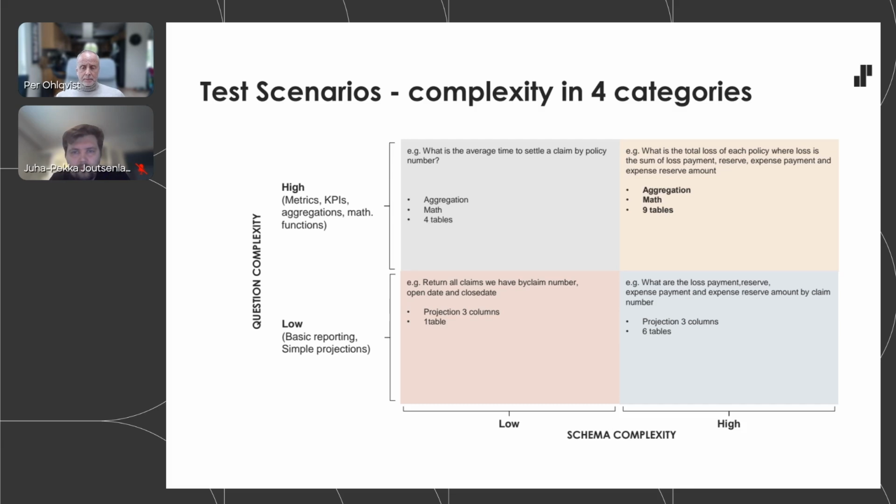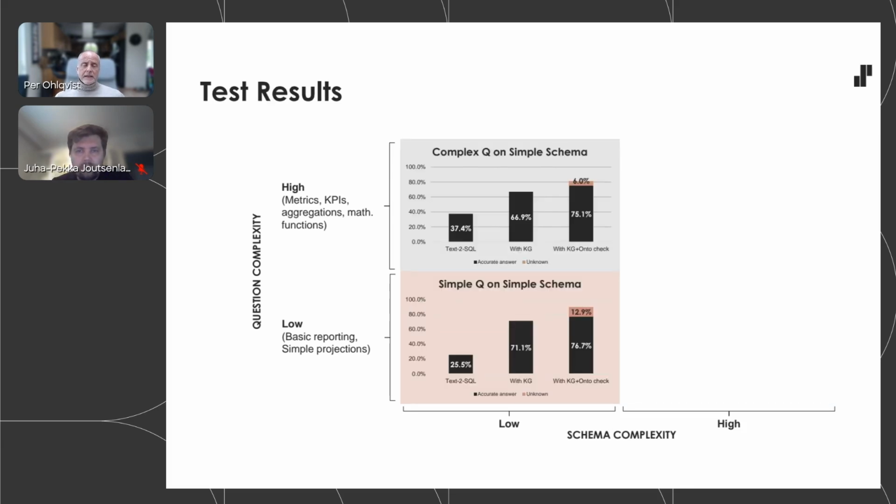Nevertheless, on the left-hand side we first see the results on the low schema complexity. The left-hand bars show the results from the straight baseline text to SQL. It gives some results, but in comparison to the other bars in the middle and on the right-hand side, the difference is clear. Somewhere between 25 and 40% you could get with text to SQL, but it almost doubles or a little bit more with the semantic support.